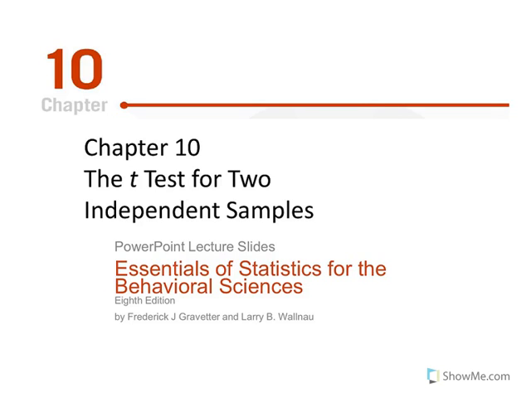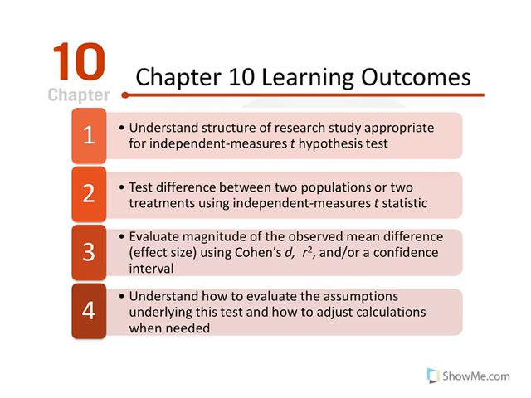Chapter 10, the t-test for two independent samples. For this chapter, our learning outcomes or objectives are as follows. First, we'll understand the structure of a research study appropriate for an independent measures t-test hypothesis.